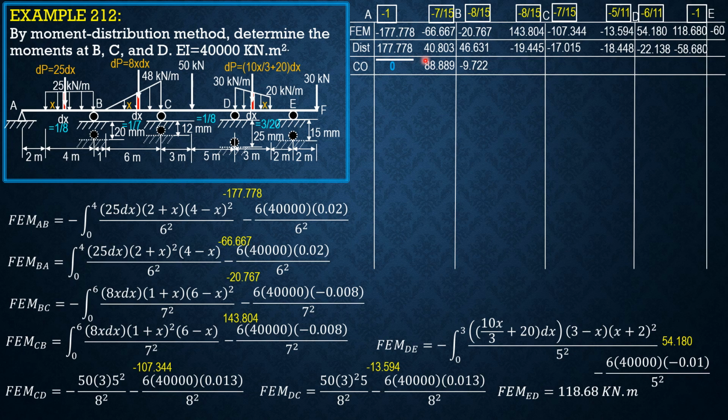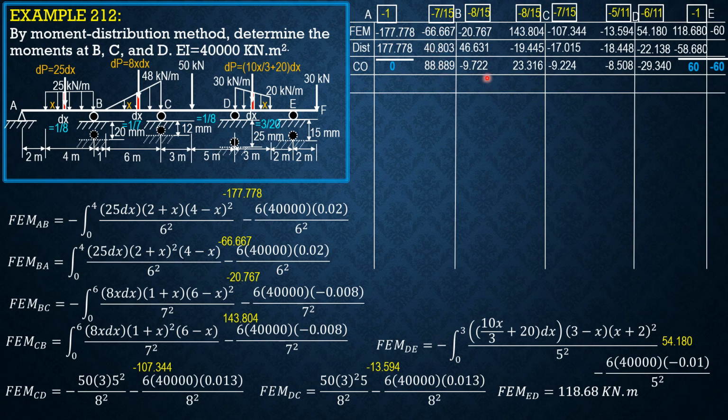So half of 177.778, that's the value, half of negative 19.445, half of 46.631, half of negative 18.448, half of negative 17.015, half of, so we have to lock first, and this is 60, negative 60, half of negative 58.68 carried over here. But we don't carry over half of negative 22.138 anymore because this is finalized. Next, distribute. So no more here.